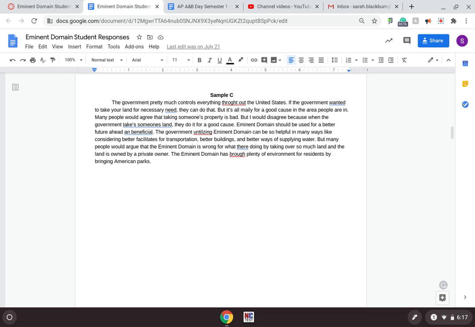Sample C, not a lot going on here. Only 1 out of 6 points. The only good thing that it had was a thesis. Let's see, where is their thesis? Yes, here. The government utilizing, I think they meant utilizing, eminent domain can be so helpful in many ways, like considering better facilities for transportation, better buildings, and better ways of supplying water.